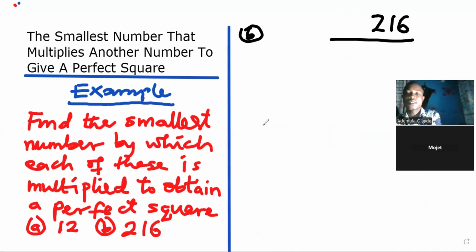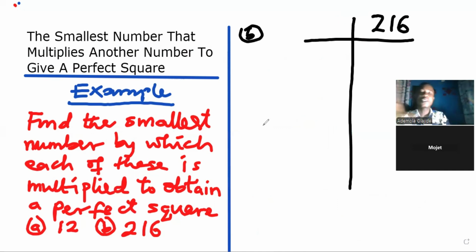216. We also break it down like we did for 12. So 2 should be able to go in 216. 2 in 216, look at it. You will say 2 goes in 2 one time, right? Yes. 2 cannot go in 1, that is, it goes in 1 zero times. You now say, what about in 16? 2 in 16, how many times? 8. 2 times 8 is 16.